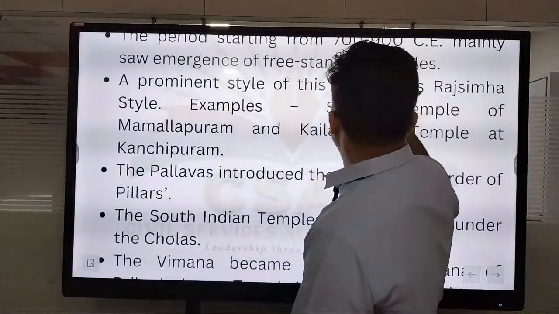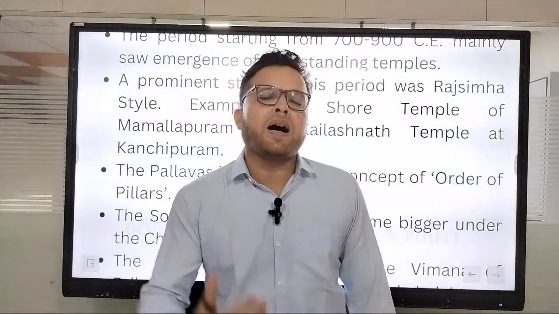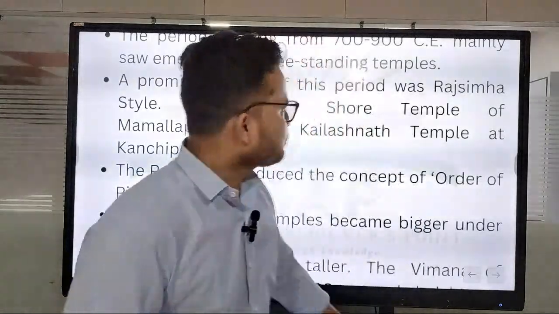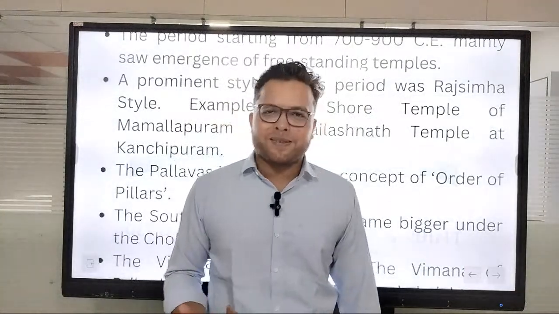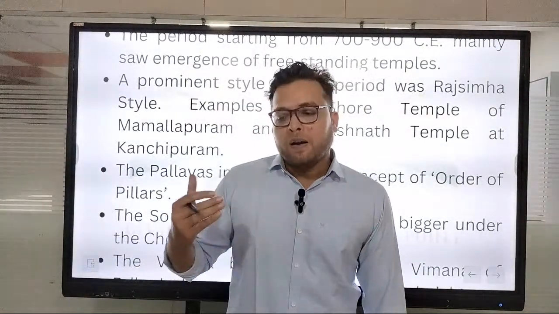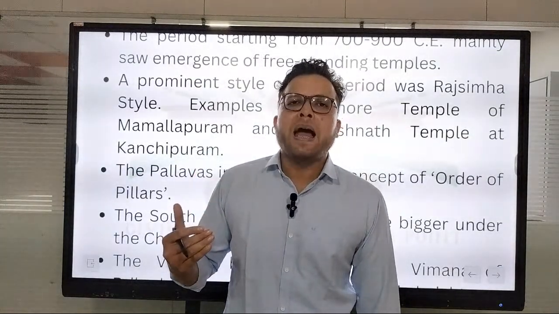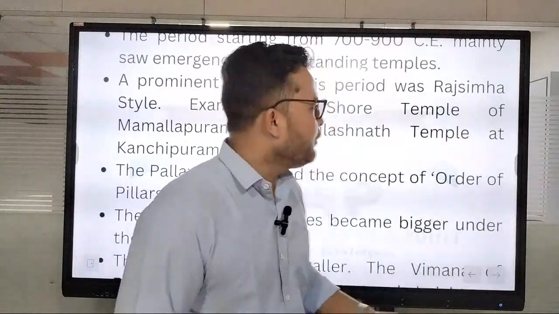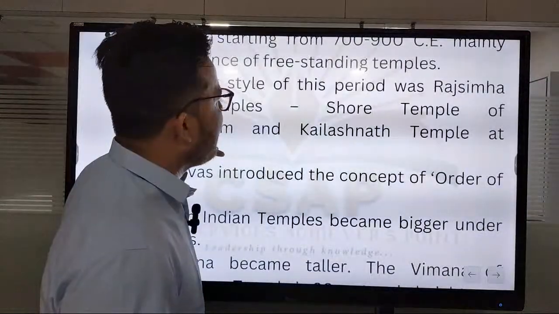So this Raj Simha style emerged at a time when Pallavas were at the peak of their power. So obviously, when they were at the peak of their power, you will get to see a lot of good things. Because what does it mean by they were at the peak of their power? When anyone is at the peak of their power, obviously he will have what? He will have access to a large amount of resources. He will be rich. He will have a lot of money. Obviously. So a prominent style was Rajasimha.